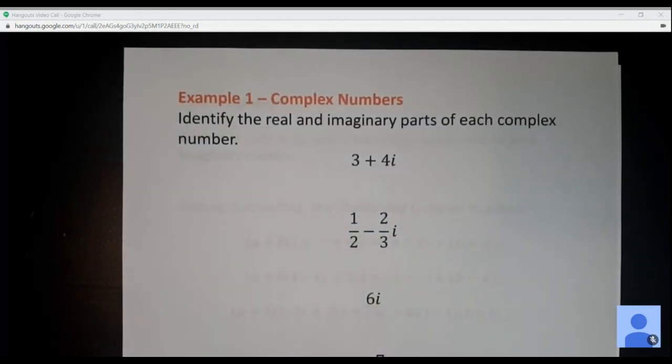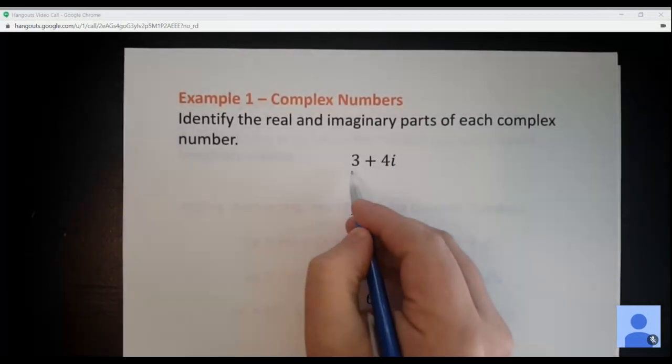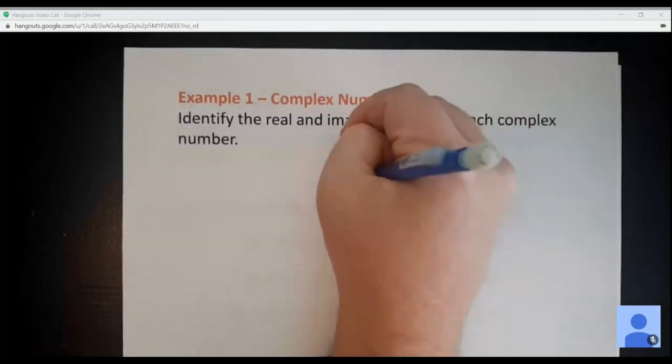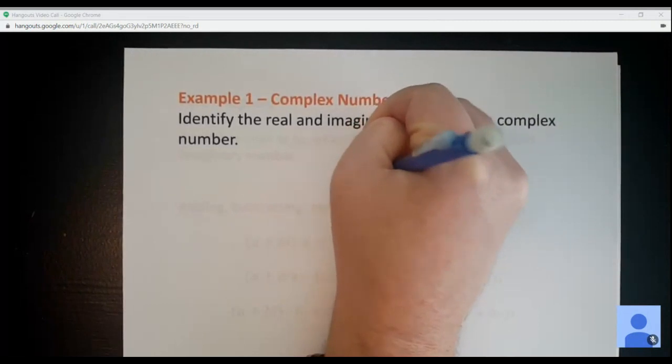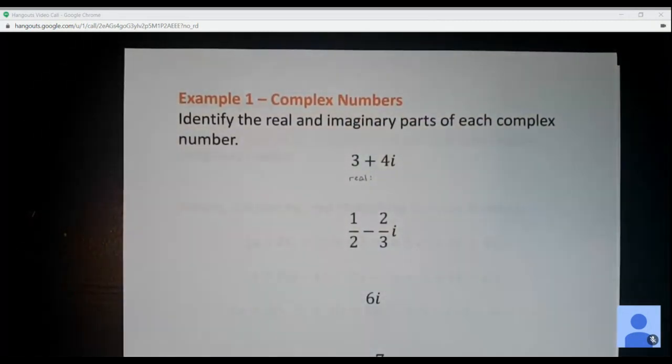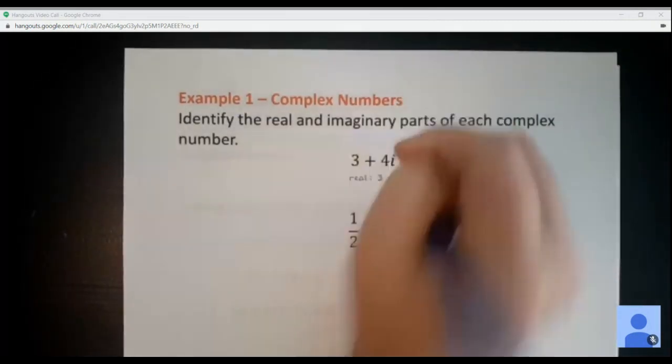So the first thing we're going to do here is just identify the real part and the imaginary part of each of these. So if we're looking at this now, the real part is going to be the part that does not have an i. So if I'm identifying the real part, for this one right here, the real part is just going to be 3.